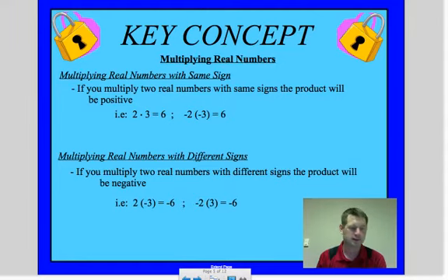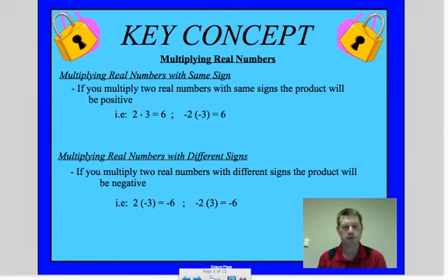So the key concept here in our notes is multiplying real numbers. Multiplying real numbers with the same sign, so kind of like we talked about. If you multiply two real numbers with the same sign, the product will be positive. So 2 times 3 is going to be equal to 6. Negative 2 times negative 3 is going to equal 6. Both positive, because the same signs are being multiplied together.